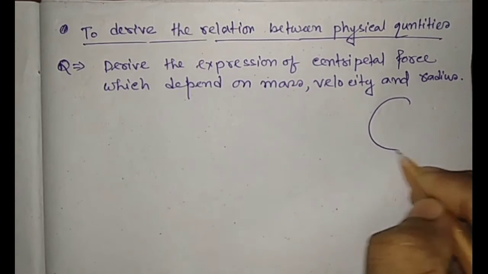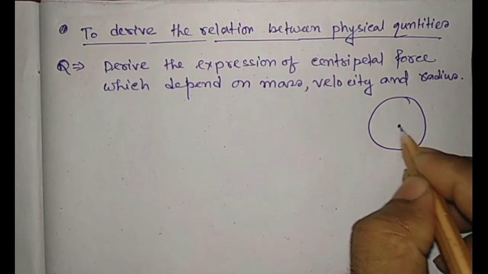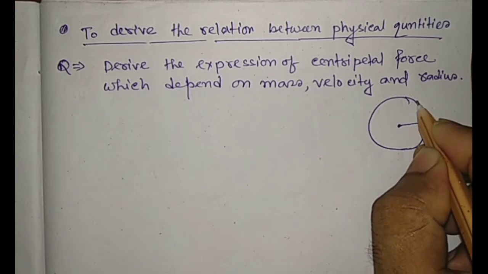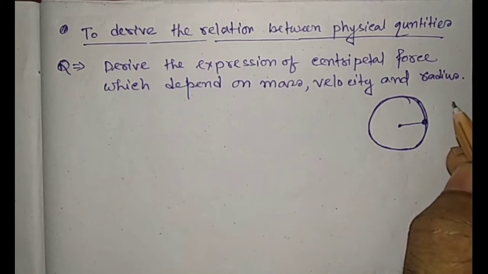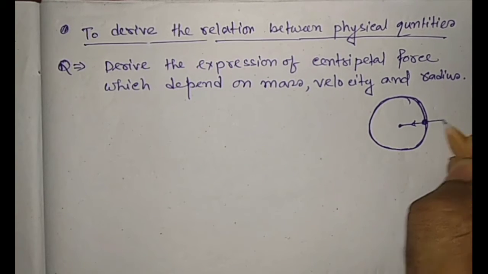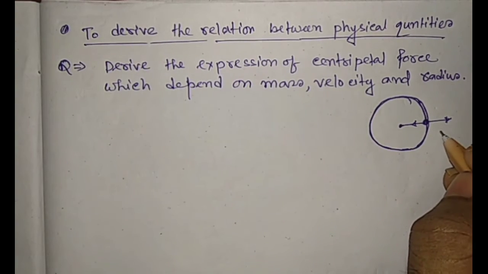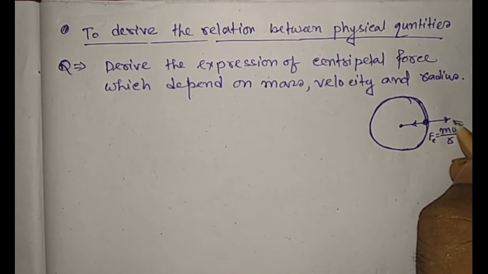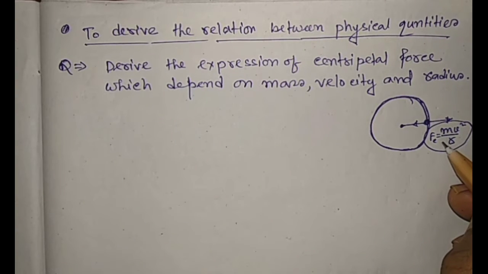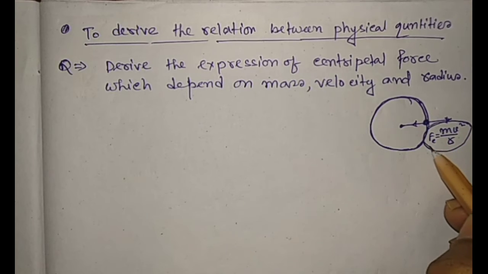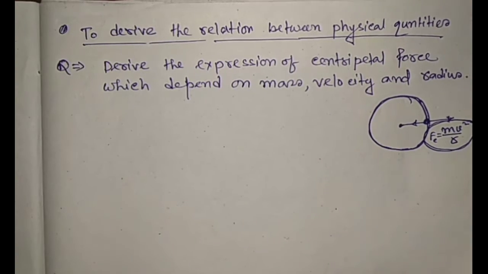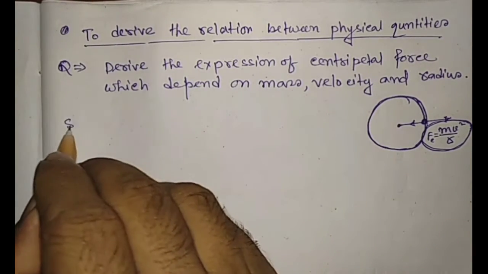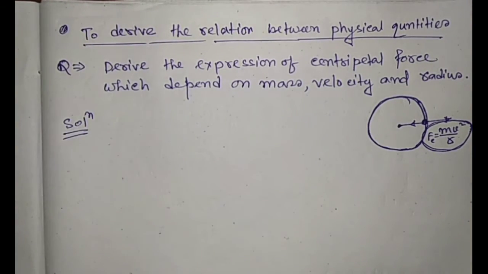Okay, so centripetal force is that force which, when a body is rotating in circular motion, acts on it in the outward direction, which is mv square by r. It is the centripetal force Fc. Now we have to derive that equation. The equation must be F equals mv square by r. Okay. Now the solution. How do we derive the equation?